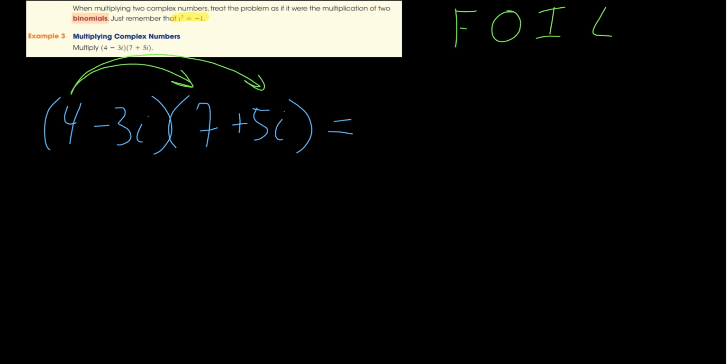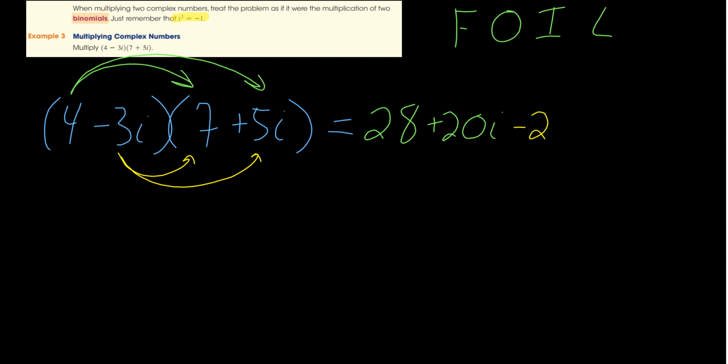Green. So we've got 28, then plus 20i. And then we're going to do the inners and then the two last ones. So we've got a minus 21i and then a minus 15i squared. Okay, and then we'll proceed to solve. We're going to combine like terms. We're going to have a 28, and then a minus i, and then a minus 15i squared.